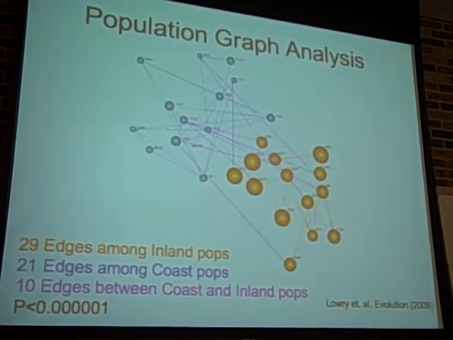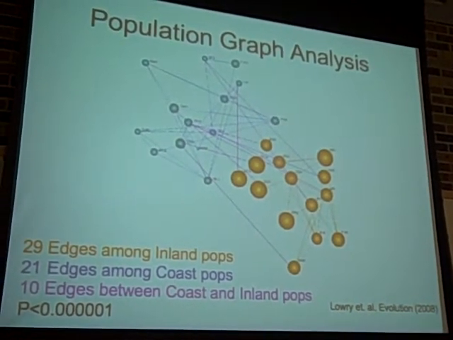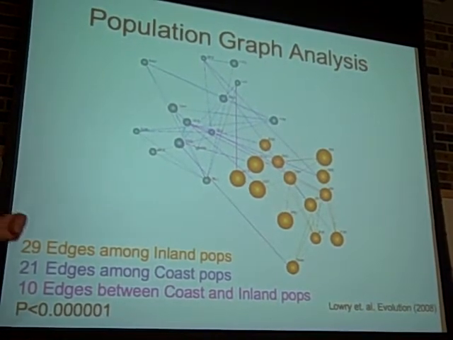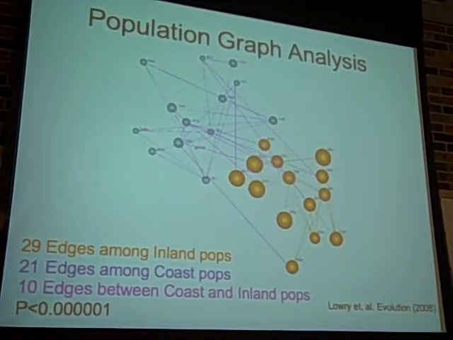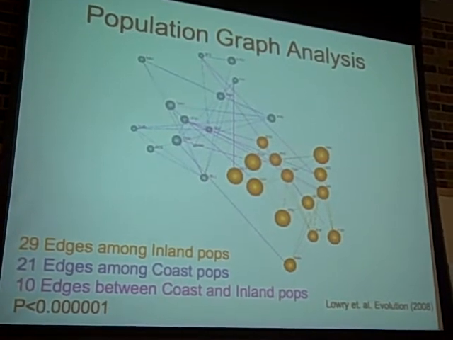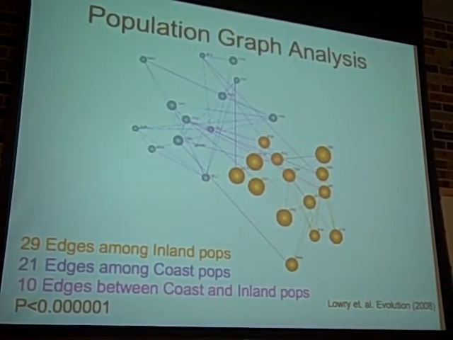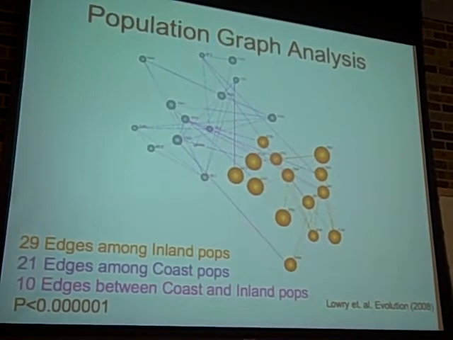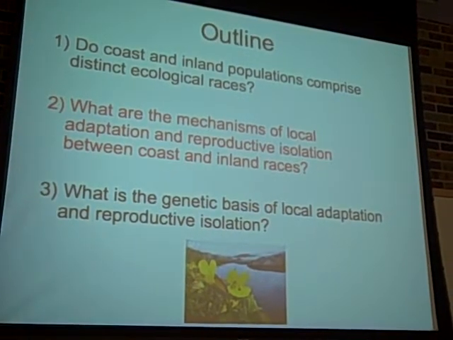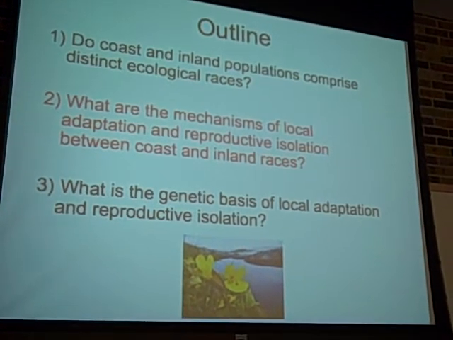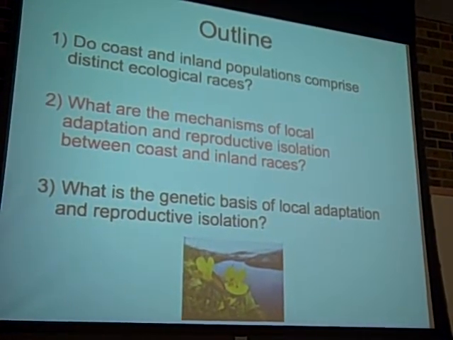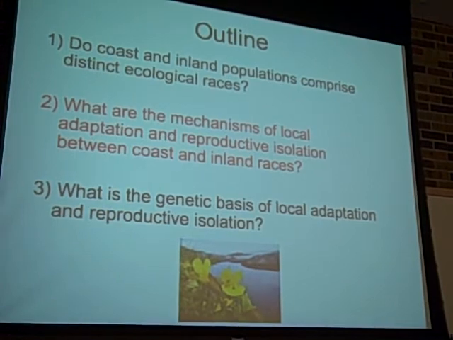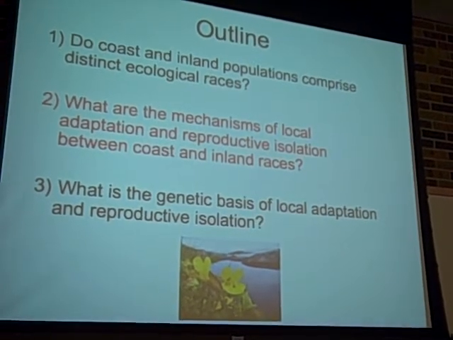And when you look closer at the data, it looks like the coastal populations have a subset of the alleles of all of the inland populations. So it may be that the coastal populations are derived in some way from some set of inland populations sometime in the past. Now that we know that these are 2 separate groups, or at least appear to be separate groups, we want to ask, what maintains them as separate groups? How are they adapted to their different habitats?